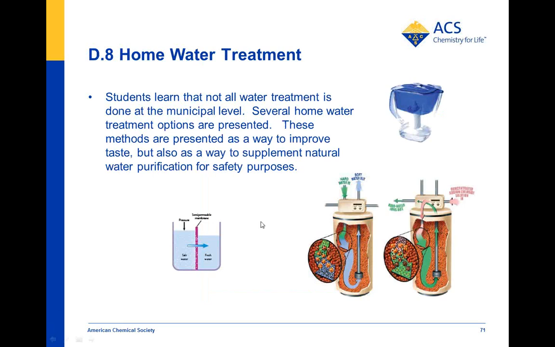And then we look at some home treatment options. We look at a water softener. We look at filtration, and we look at reverse osmosis. And then it talks a little bit about distillation. We used distillation earlier in Unit 3, and we talk about what that does to purify water.